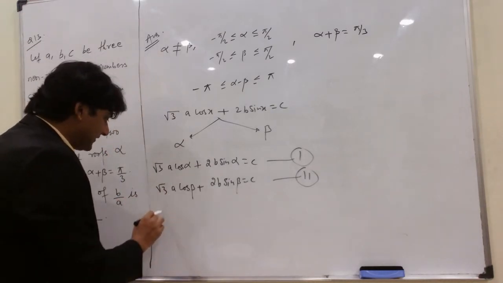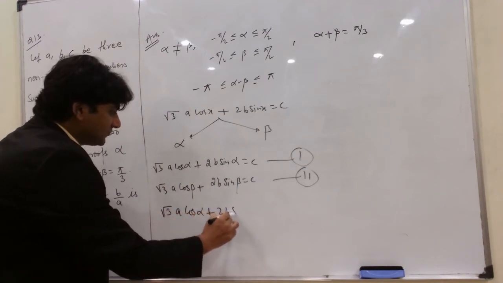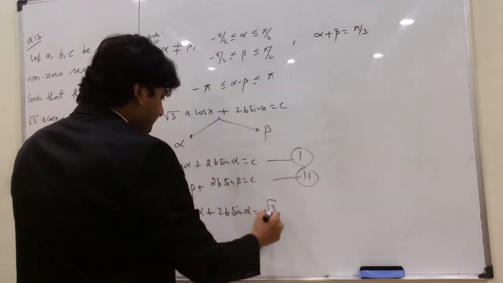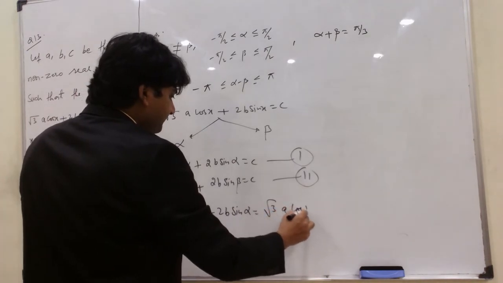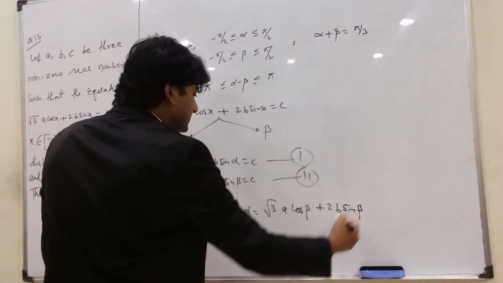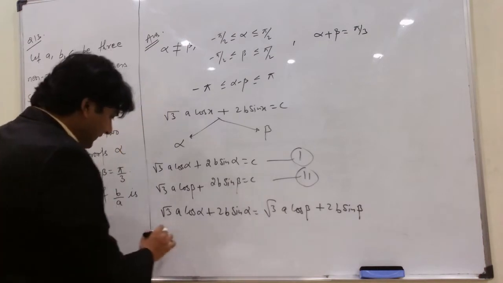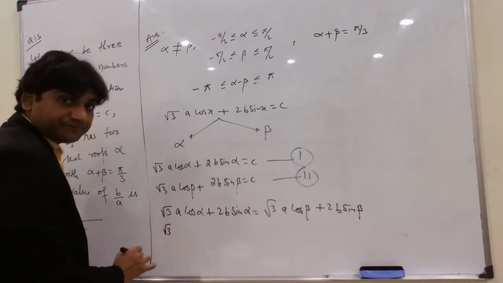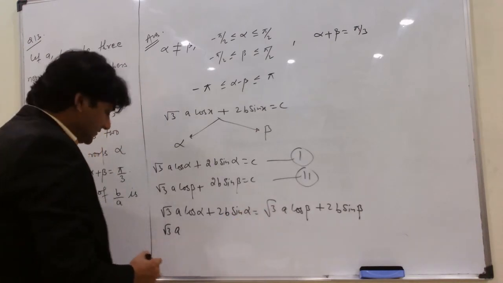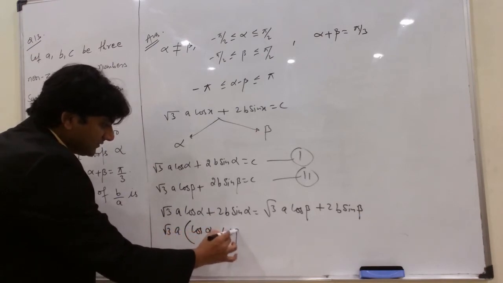So from first and second, I got root 3a cos alpha plus 2b sin alpha equal to c, and this c is replaced by root 3a cos beta plus 2b sin beta. Then take everything to the left side. Then this is root 3a cos alpha minus root 3a cos beta. So I can take root 3a common, and here I will write cos alpha minus cos beta.